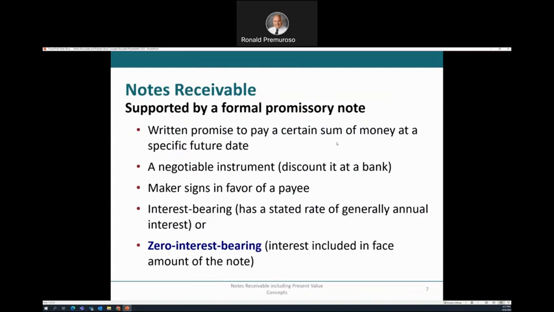It's supported generally by a formal promissory note written and signed between two parties, and it's a written promise to pay a certain sum of money at a specific future date. It's generally in the form of a negotiable instrument, which means you can discount it at a bank. A maker signs the note in favor of a payee. Generally, these notes receivable are interest bearing, a stated rate of generally annual interest, or, and we will cover this soon, a zero interest bearing note where the interest is included in the face amount of the note.